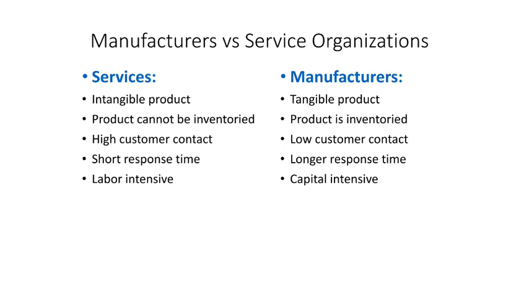So for 2-mark, what do you see? Services, it is intangible. Manufacturing, since it's a product, it is tangible. Services, product cannot be stored or inventoried. Manufacturers, product can be inventoried or stored. Services, you have high customer contact, but with manufacturing there is very low customer contact.